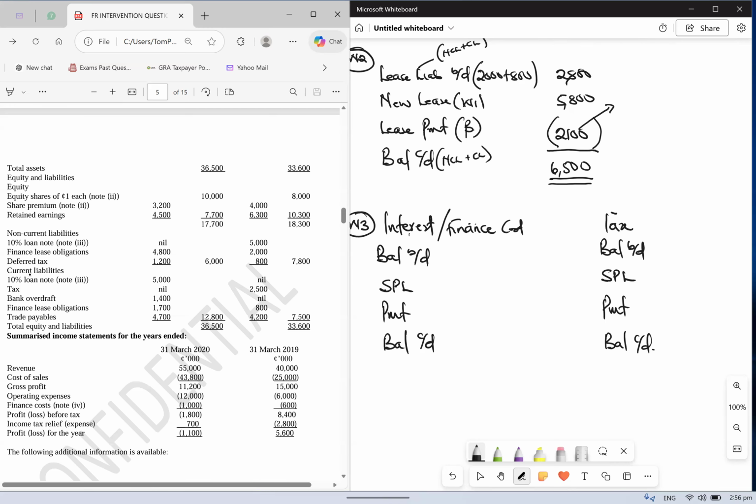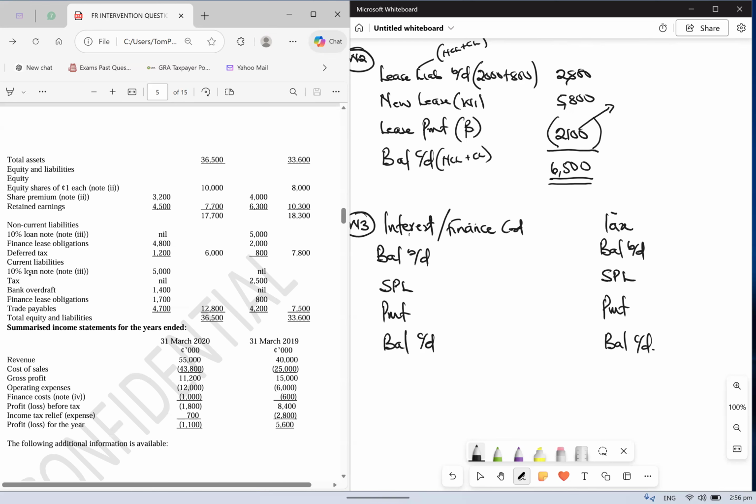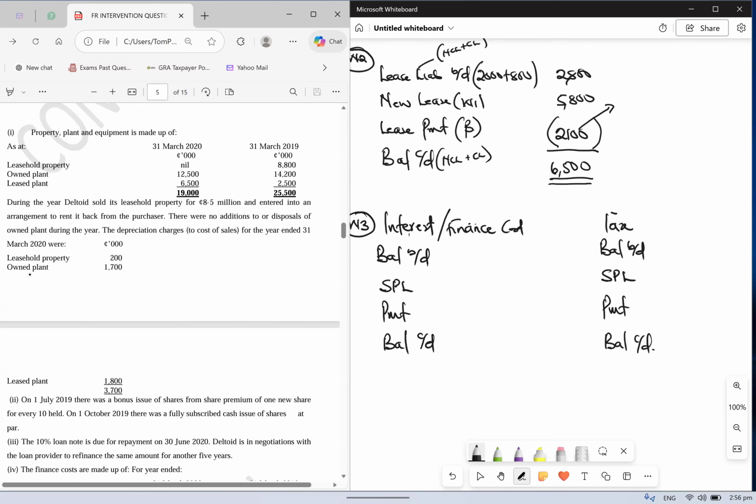10% loan notes. That is not interest. Okay, it's the loan note. If they wrote interest, this is 10% loan note. That is the loan note. That is not an interest. Anyway, let's go to note 3. They've said something about it.